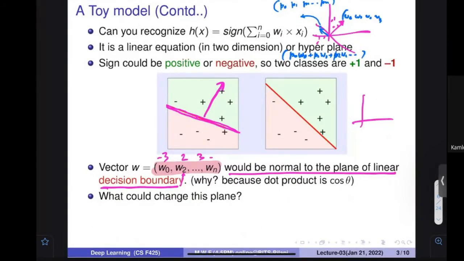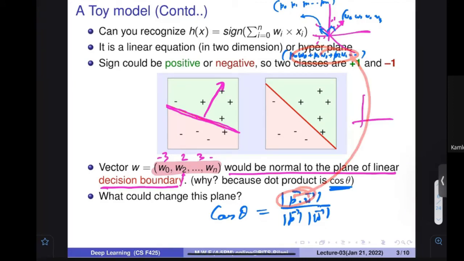What does it signify? It signifies that the angle between them is 90 degrees. What is cos 90? If you want to find the angle between two vectors, and the angle is theta, cos theta is the dot product between P and W divided by mod of P and mod of W. This is the standard formula we have seen in class 12 mathematics. This quantity is zero, so this completely becomes zero. At which angle is cos zero? At 90. So the angle between these two vectors is 90.